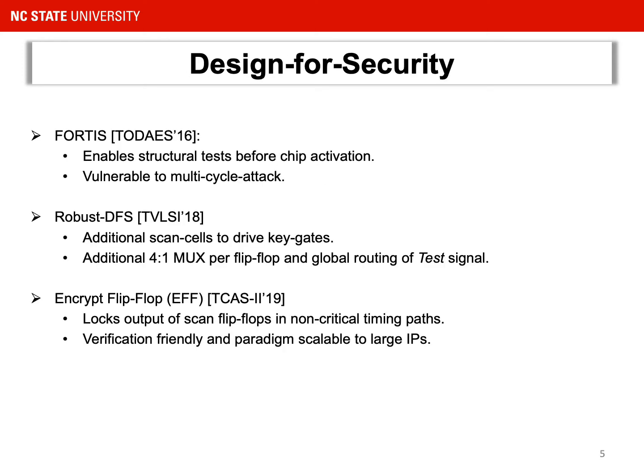In order to prevent SAT-based attacks through scan chains, several design for security, or in short DFS, techniques have been proposed in the past. The first is Fortis, which enables structural tests before chip activation. However, Fortis is vulnerable to multi-cycle attack. The second one is Robust DFS, which introduces additional scan cells to drive the key gates. However, Robust DFS introduces an additional 4 to 1 multiplexer per flip-flop and necessitates the global routing of an additional test signal, making it impractical.